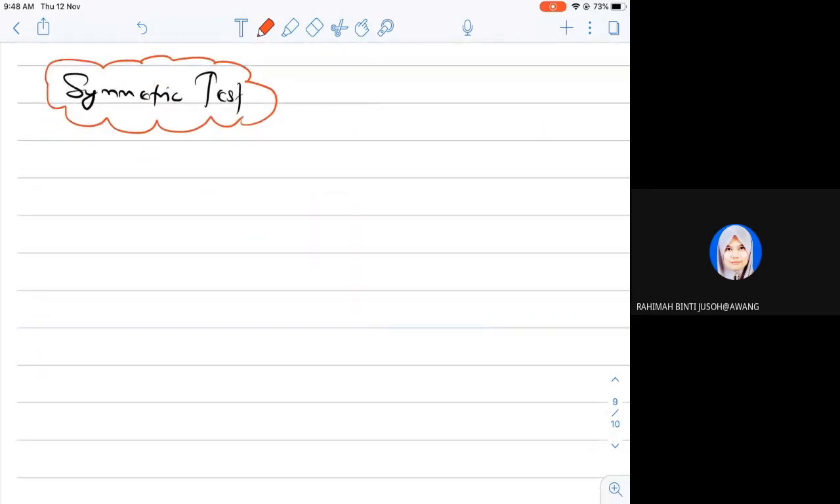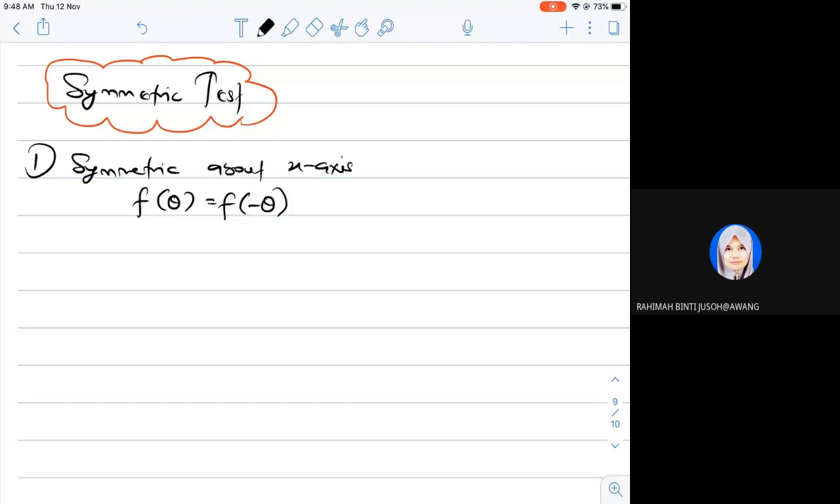Okay, so now symmetric test. Kita ada berapa symmetric test ni? Number 1, symmetry about x-axis. Okay guys, symmetry about x-axis. The formula is we need to show that f theta is equivalent to f negative theta. Okay, what does it mean by symmetry about x-axis? It means that bila ada satu graph, for example, r equals to, let's say, 3 cos theta. Okay, 3 cos theta, kalau you plot graph, dia akan jadi macam ni kan? The value is 3.